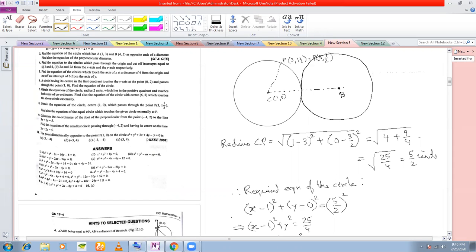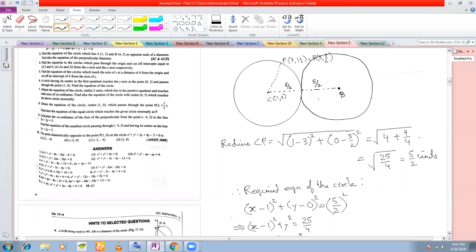So the center of this circle is B. The radius of this circle will be 5 by 2. This will also be 5 by 2. The question here is to find the equation of the equal circle. You have to find out the equation of this circle. You know the radius of the circle. What is remaining? Only the center. Only the center you have to find.